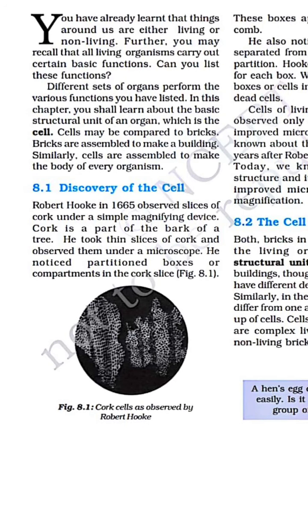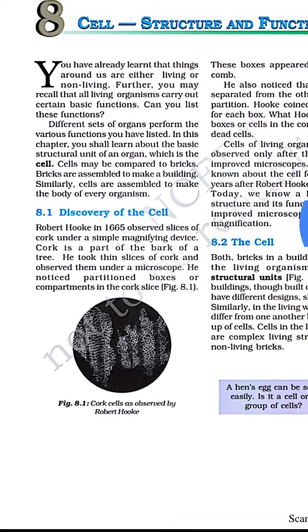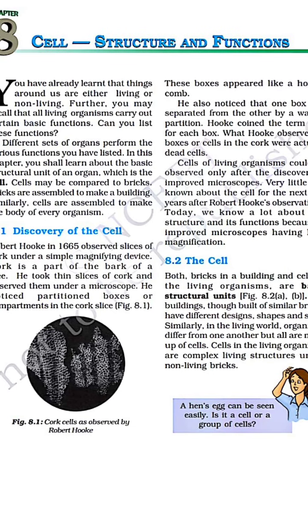He observed that these compartments were similar to those of a honeycomb. You have maybe seen the image of a honeycomb. They were a mixture of small compartments. So this cork cell was also similar to a honeycomb. So we can say that by seeing this image, the thin slice of the bark of the tree contains small compartments or small partitioned boxes, and these partitioned boxes appeared like a honeycomb, or we can say a honeycomb structure.